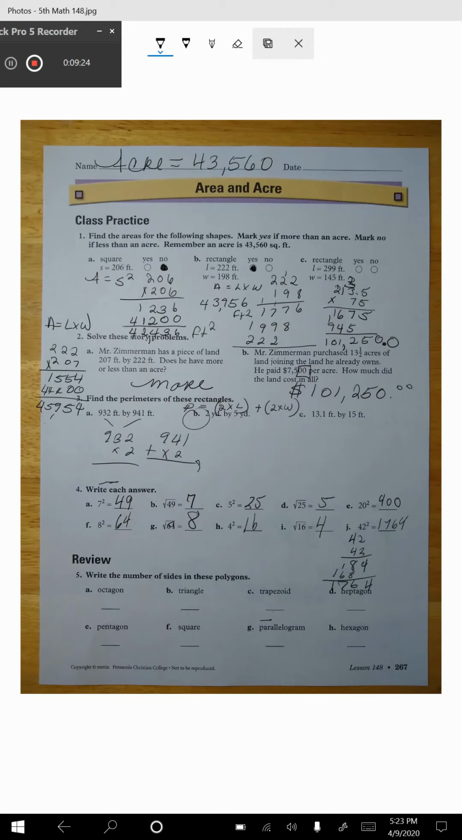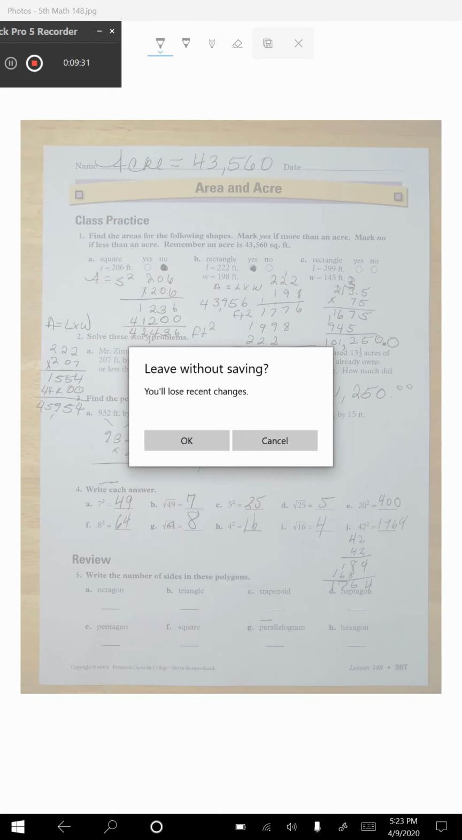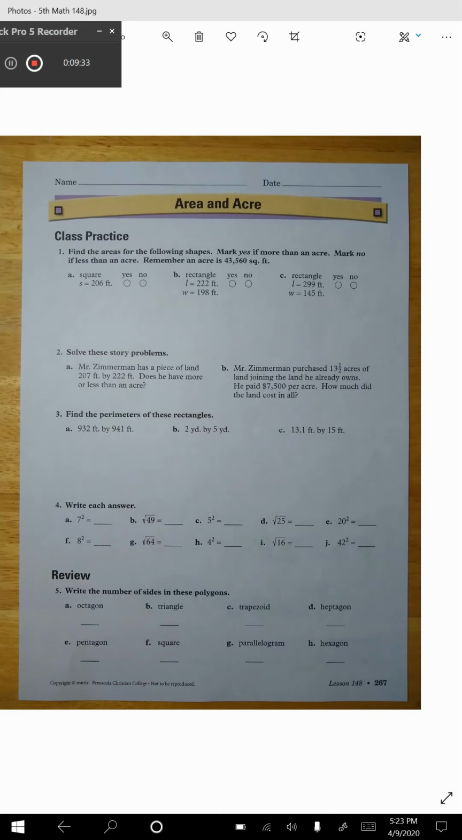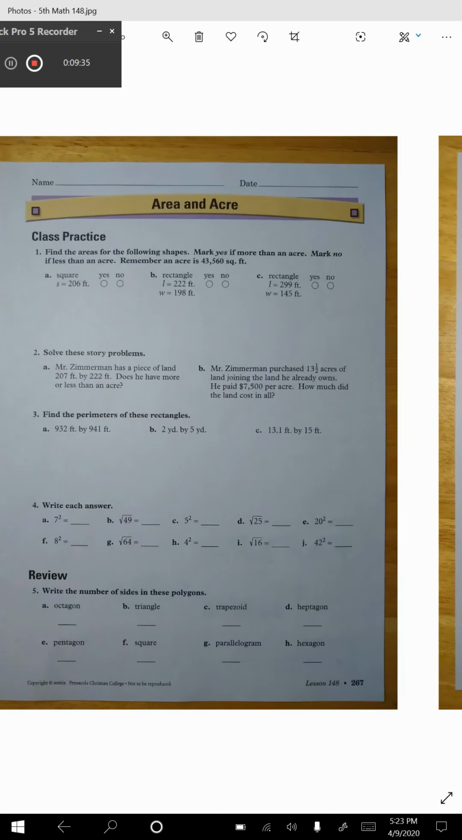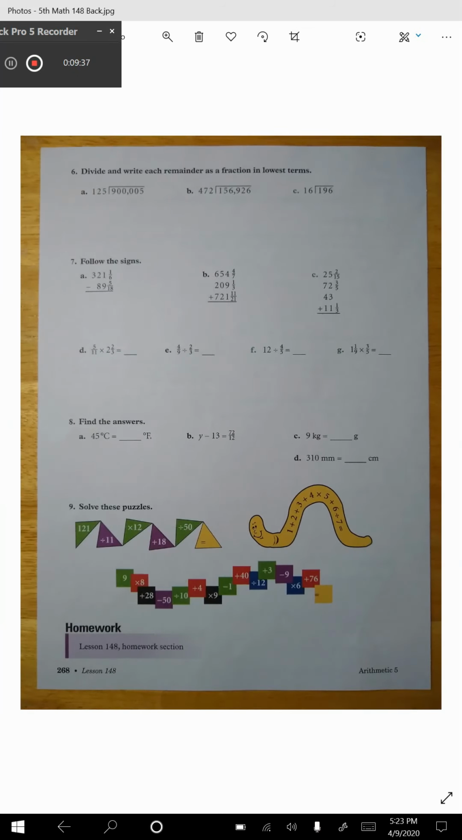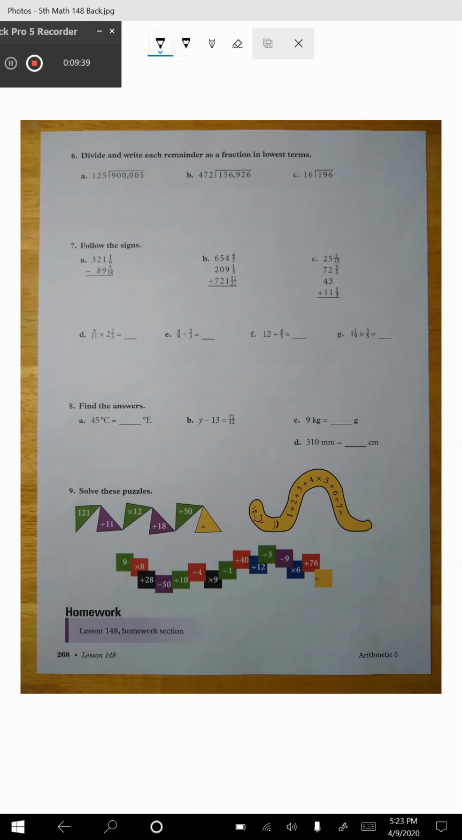All right, this next spot is easy, so I'm going to skip that. You can do that on your own. Let me look at the next page. There it is. All right, let's see if there's anything you need help with. Top part's easy. Next part's easy. I'll help you with this.